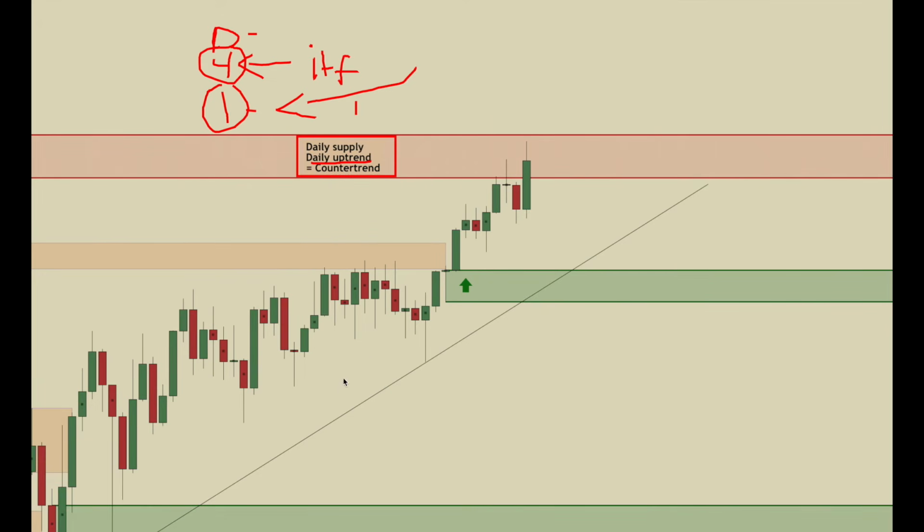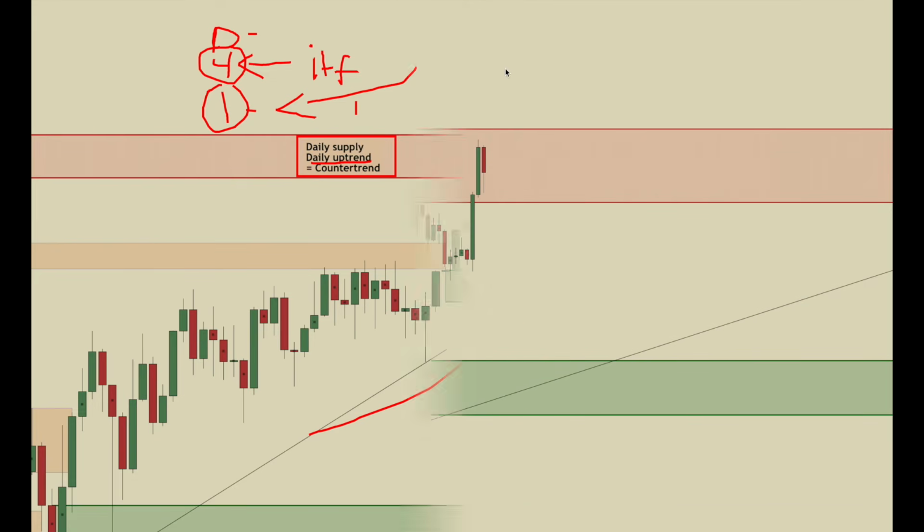So with that being said, we've identified the daily trend is up, zones are being respected, and then we've contacted this daily supply. So now let's dive into these smaller time frames.